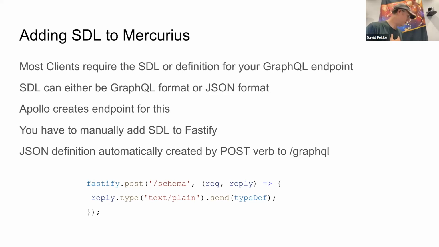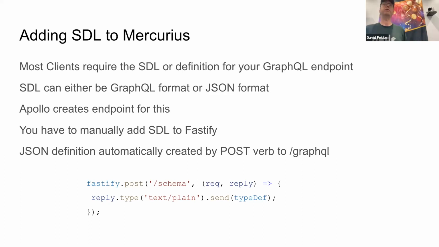All I'm doing here, if you look at this post, is that I created an endpoint called schema, and then I'm taking the type definition and sending it directly out as text plain, and that actually will create an SDL that you can use. You can download it with a simple curl statement if you need to.